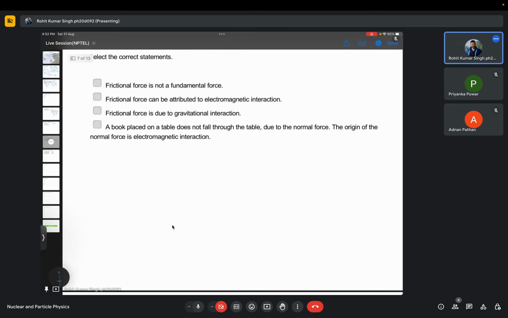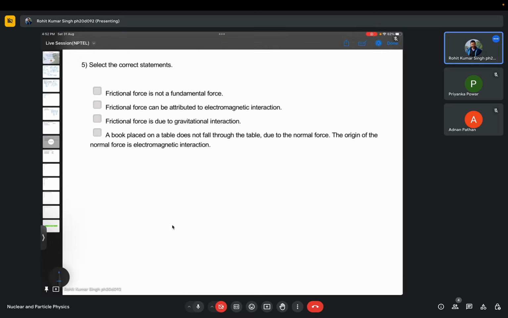Okay, so then next problem. You have to select the correct statements out of this. Frictional force is not a fundamental force. Friction force can be attributed to electromagnetic interaction. Friction force is due to gravitational interaction. And the last one: a book placed on a table does not fall through the table due to the normal force. The origin of the normal force is electromagnetic interaction. So which is the true statement?